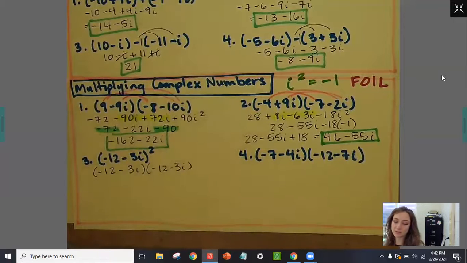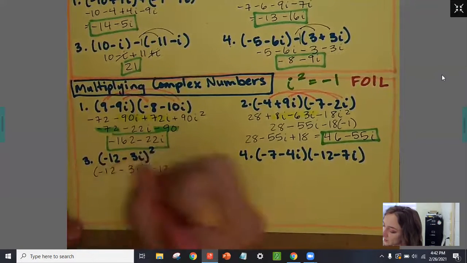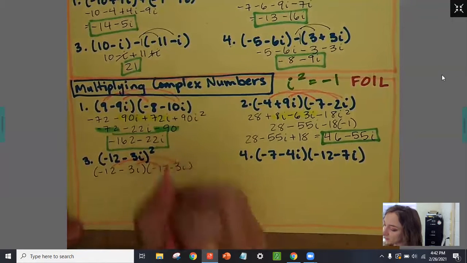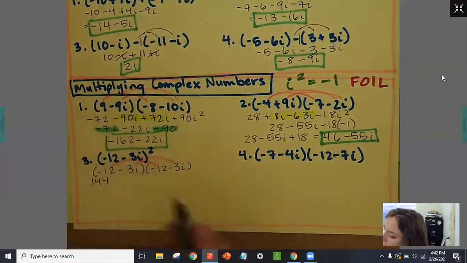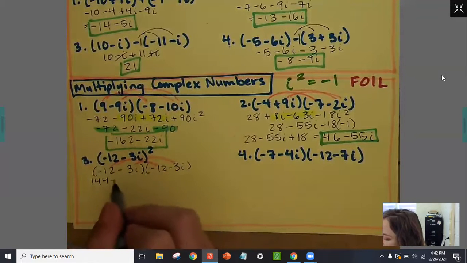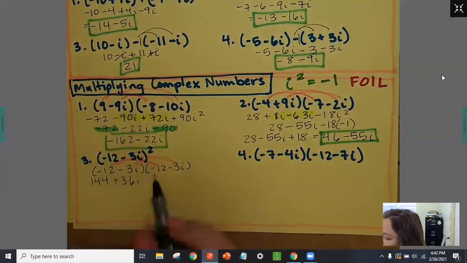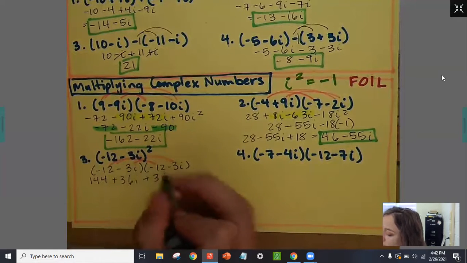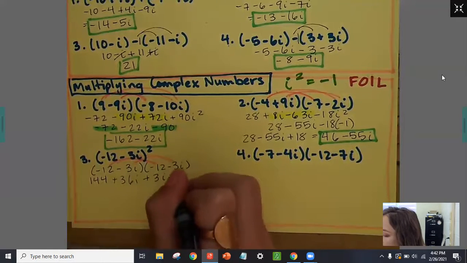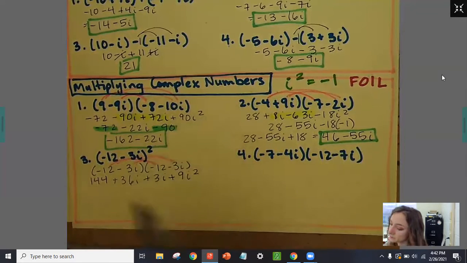Okay, and now we can do the same thing that we were doing before. First, outside, inside, last. -12 times -12 is positive 144. -12 times -3i is positive 36i. And then we have -3 times -12, which is also positive 36i. And then we have -3 times -3, which is positive 9i squared.